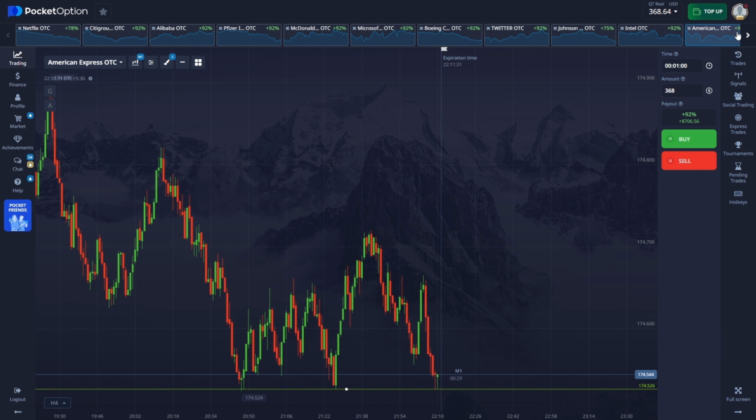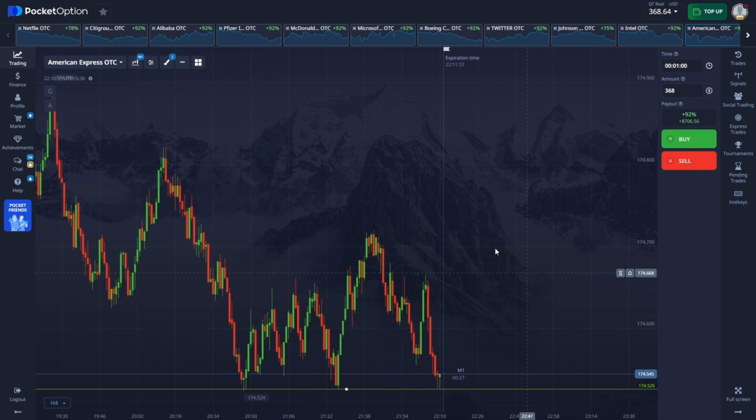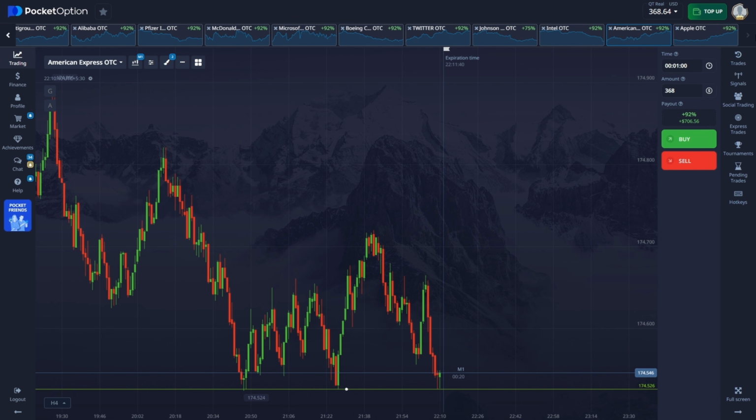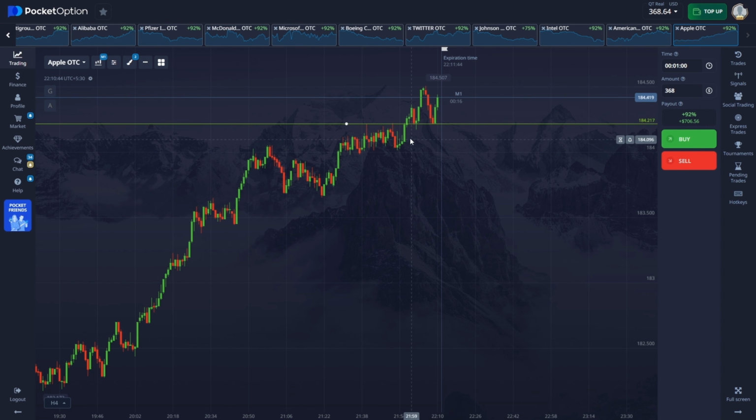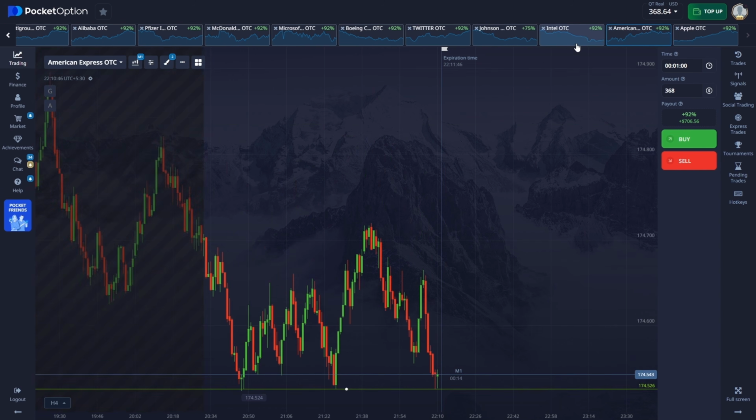On American Express OTC, you can see how the level worked. The candle was taking support from the level. It gave rejection exactly from the level. But we missed that trade. On Apple OTC, you'll see the candle was taking support from the level.